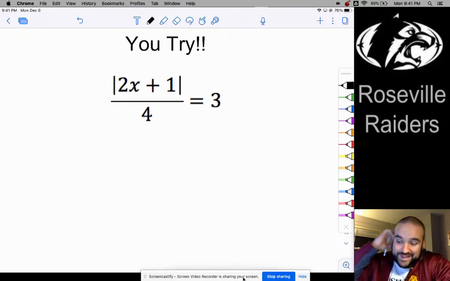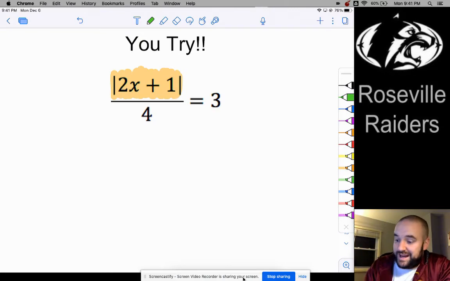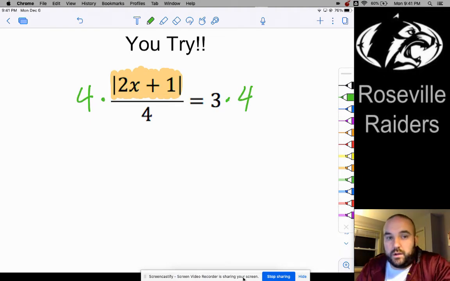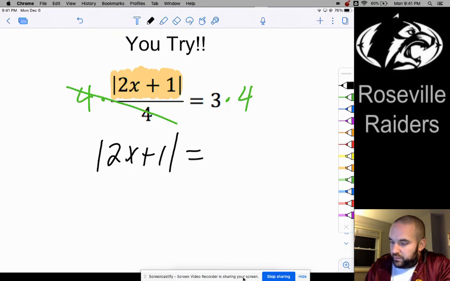Okay, the absolute value of x. So here's the part I want to isolate. There's a lot going on inside the absolute value, but it is being divided by 4. So my first step before I can split this is I need to undo division by 4, and I'm going to simply multiply by 4 on both sides. If I do that, I divide by 4 and multiply by 4 to undo each other. I would then have the equation absolute value of 2x plus 1 is equal to 12.